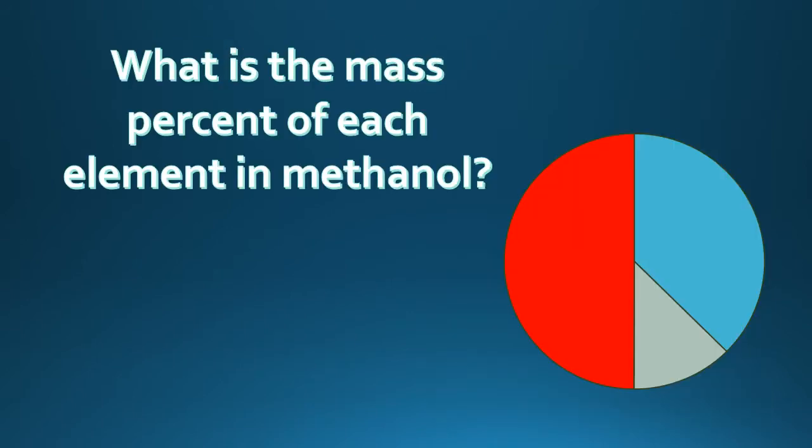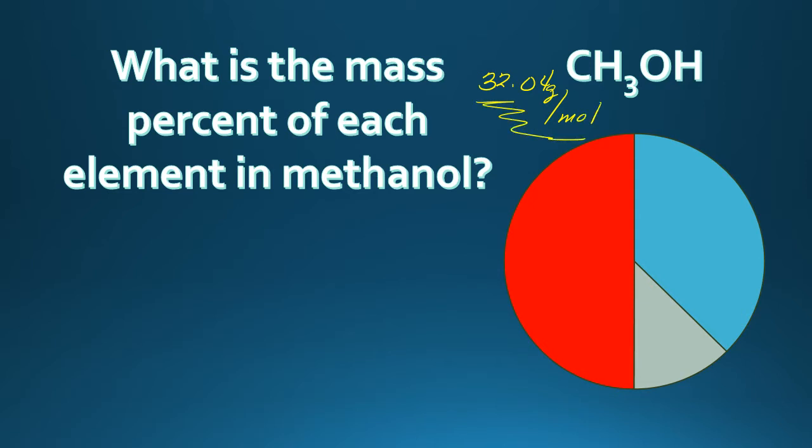What this has to do with chemistry is that once again, we need the part that we're interested in divided by the whole thing. And there's your formula. So right now I need you to find the molar mass of methanol. When you plugged all that into your calculator, the molar mass of methanol is 32.04 grams per mole.